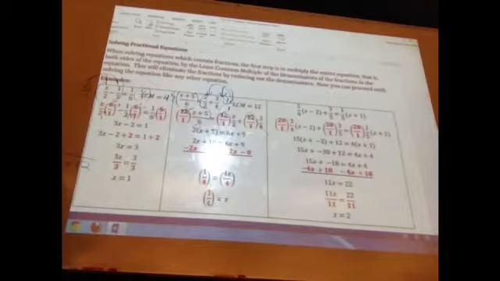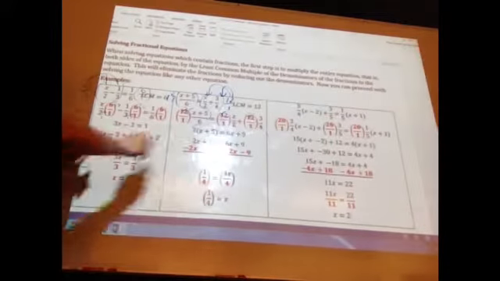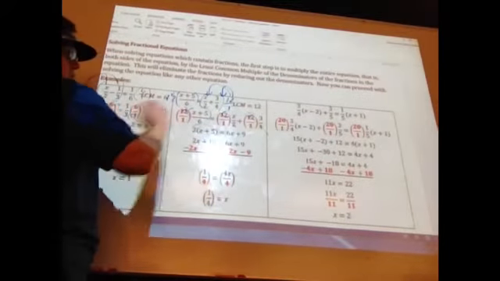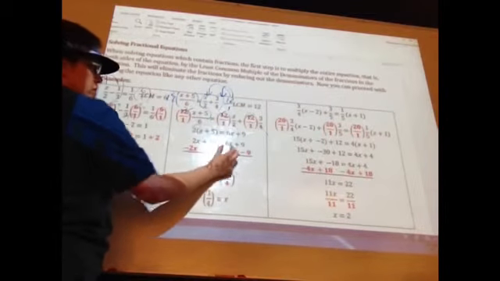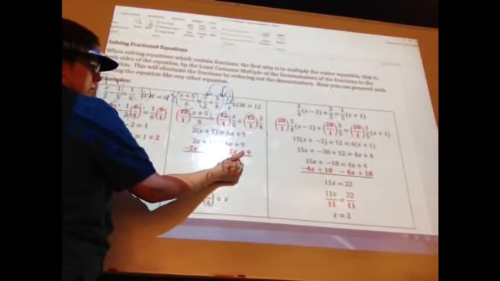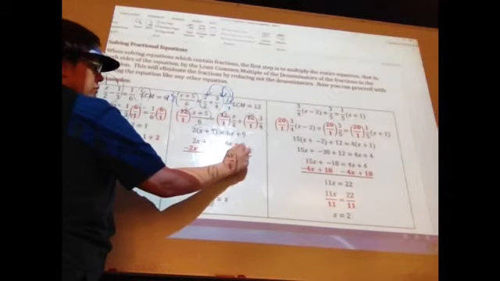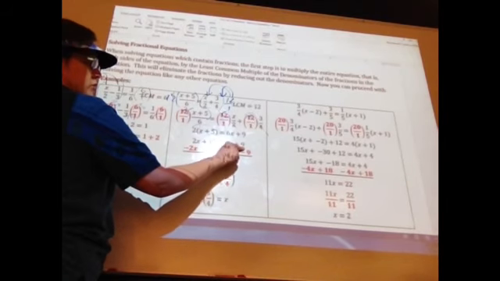Now we just want to get all our x terms on one side and all our constants on the other, so I decided to put the x's on the right. So I've got plus 2x, so the opposite of that is subtracting 2x, so I'll subtract 2x from both sides. That's going to move my x's to the right, so now I need to move my constants to the left, so I've got to get rid of this 9. I'm adding 9 there, so I'll do the opposite, which is subtracting 9.